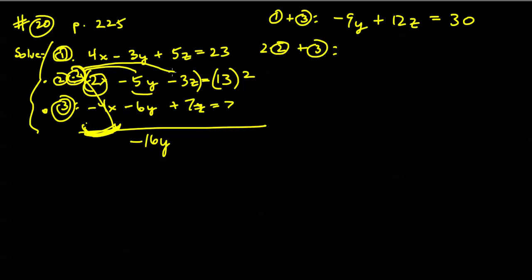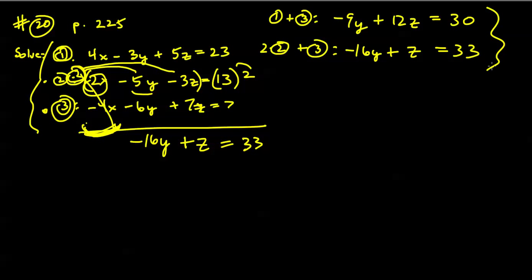2 times minus 3z is minus 6z. Minus 6z plus 7z is 1z, or just z. And on the right, 2 times 13 is 26. 26 plus 7 is 33. Alright, so I will use that as my second equation here. Minus 16y plus z equals 33.